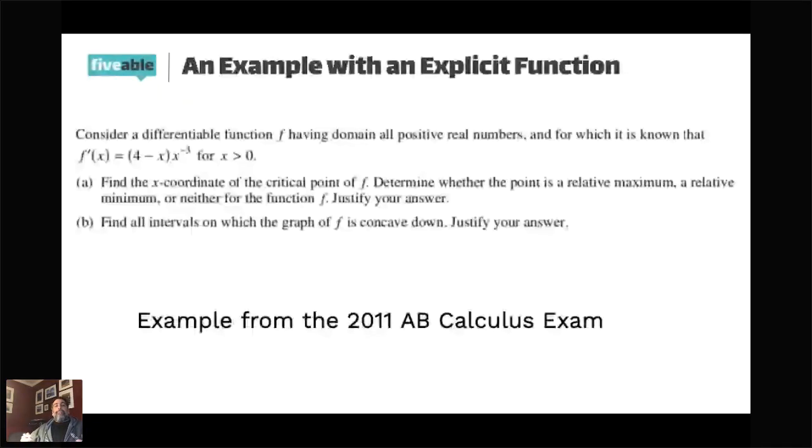The first problem we're going to do is an example with an explicit function. This is where they're giving us the actual function and the rule that goes along with it. And this problem actually comes from the 2011 AP exam, so somewhat recent, and we're going to take a look at this. So I'm just going to switch over to my tablet right now. If you guys will give me a second.